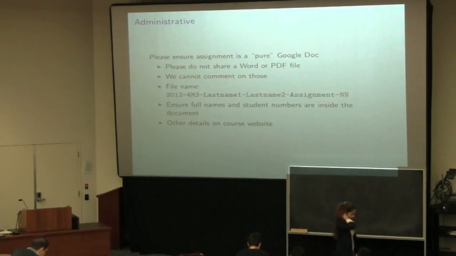We can comment very effectively on that. If you do it as a native Google document, you highlight the part that you made a mistake in, and we comment right there at it. If it's just a Word document that you decide to share through Google Drive, we cannot comment on the specific location where the mistake is happening. And in fact, in the future, we won't be able to accept those sorts of submissions.